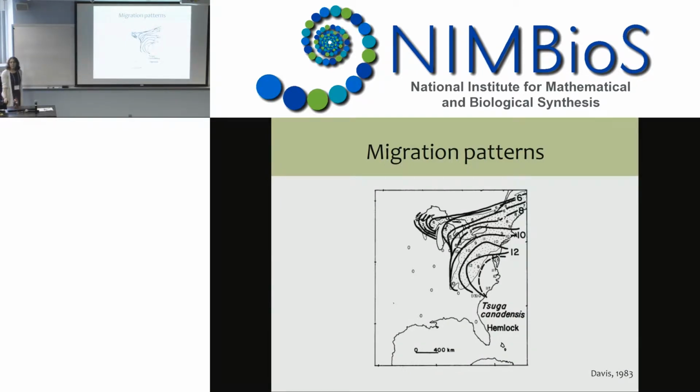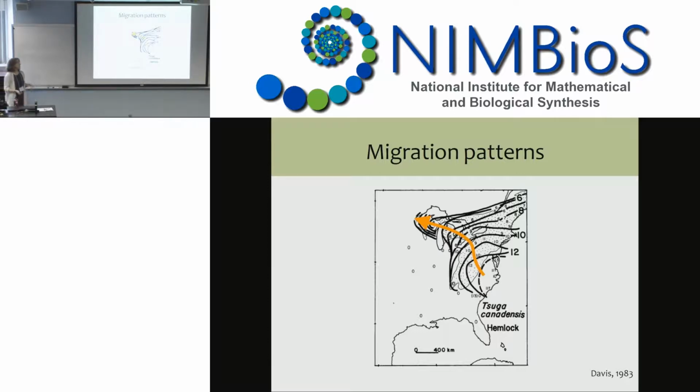Okay, and then in the 70s and 80s, Margaret Davis started to think about how to use this paleo data, this fossil pollen data, to understand migration patterns of trees across eastern North America. And so she made this wonderful set of maps that shows how different taxa move across the landscape. And these are based on thresholds. So we're thinking about when a taxon first arrives, and we're defining that by a threshold. If there's this much pollen, we say it's there.